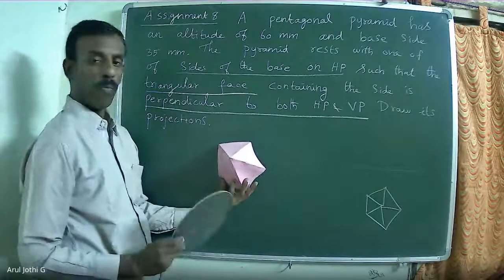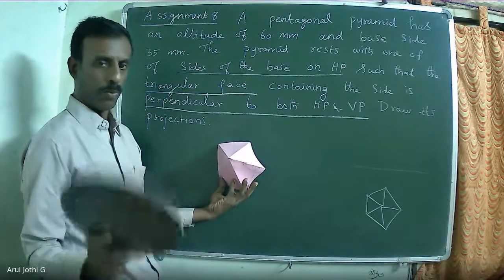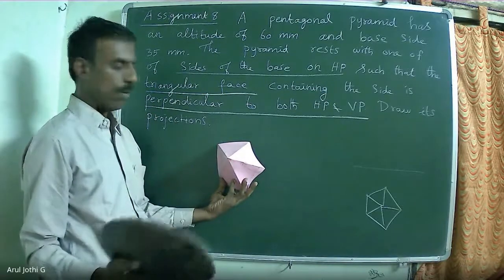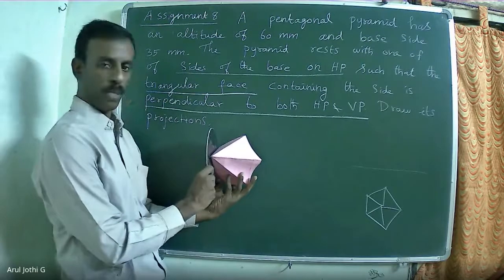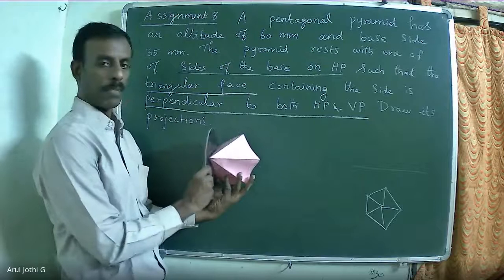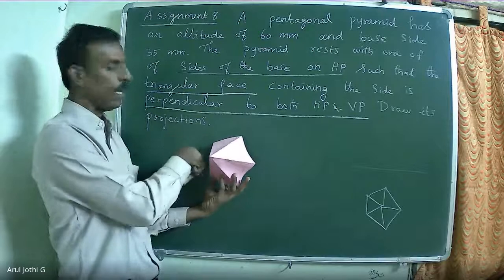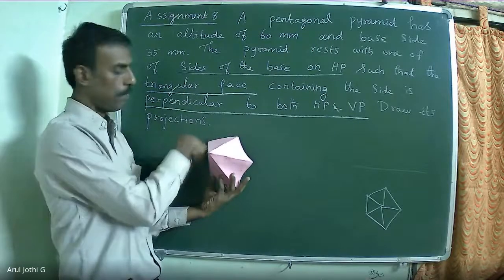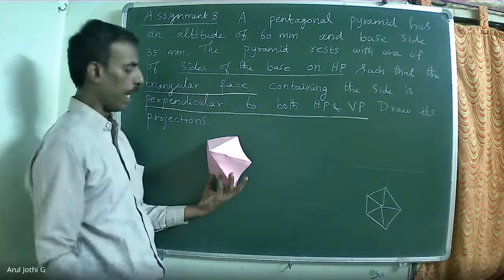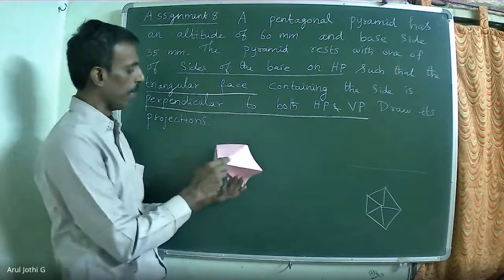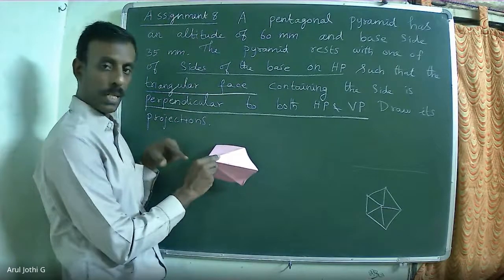So whenever you read that the triangular face is perpendicular to both HP and VP, you have to be very, very careful. In this orientation, the triangular face is perpendicular to both HP and VP, but the important aspect is that one of the base sides of the pentagonal pyramid is lying on VP. So how to start the diagram? When one of the base sides lies on VP, you have to start the diagram in the front view.